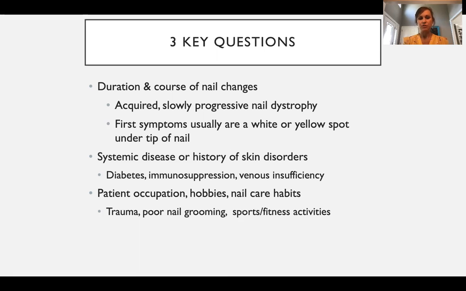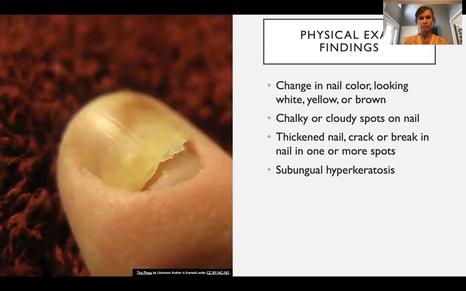You also want to ask them if there's any systemic disease or history of skin disorders. Some systemic diseases that might predispose them to this would be diabetes, immunosuppression, and then venous insufficiency. And then, of course, you want to ask them about their occupation, their hobbies, their nail care habits. So if they've had any trauma, if they've got any poor nail grooming habits, or are they active in any kind of sports or fitness activities?